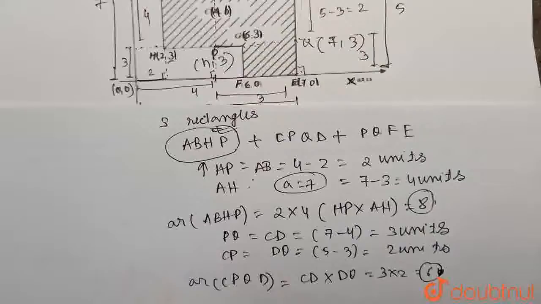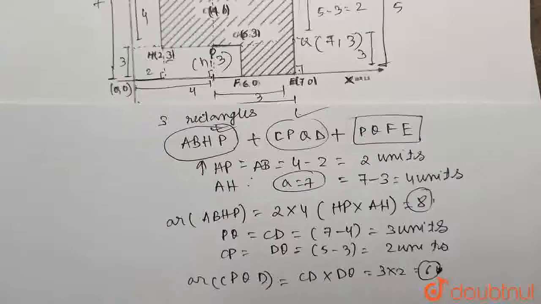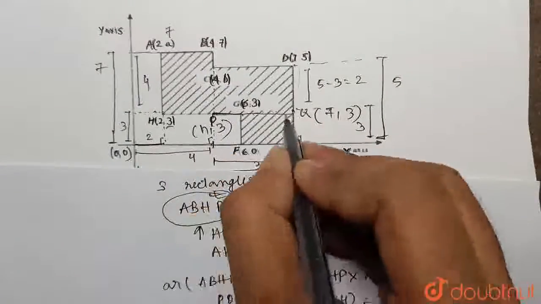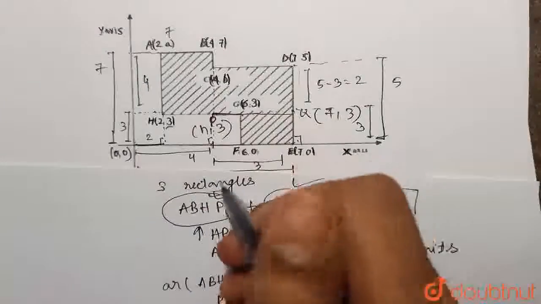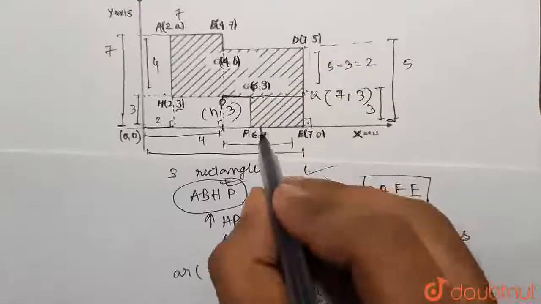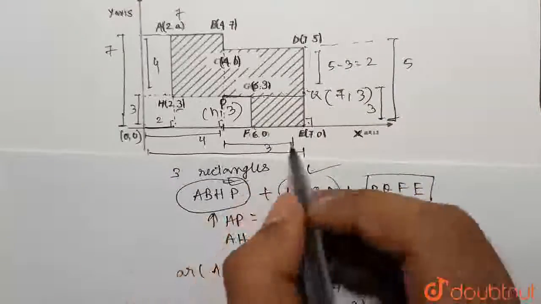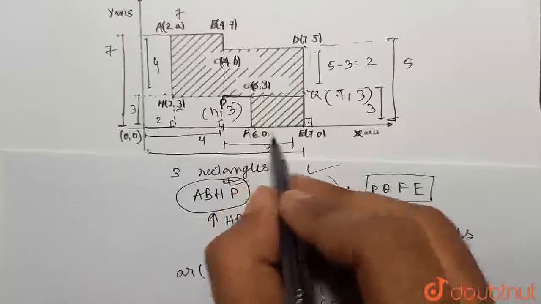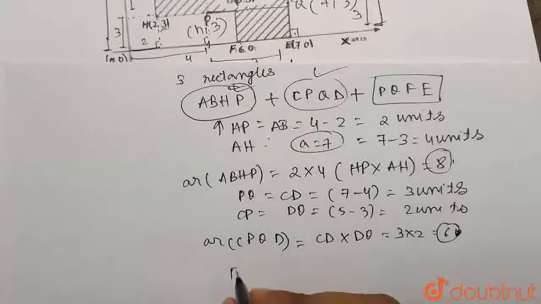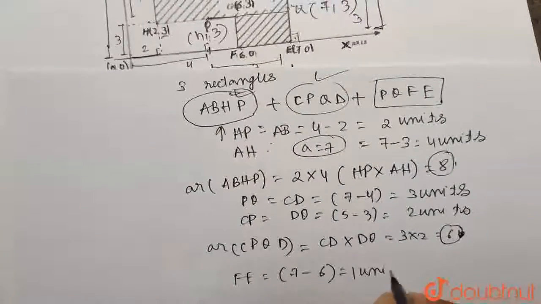Now this is also done. So let us calculate for our last one. This is the triangle. I know the coordinates of all the points, I guess. Yes. Now this is pretty easy. For the length part, if this is 6 and this is 7, by the same logic you just subtract the x coordinates and you get the length of FE. So the length of FE will be simply 7 minus 6, that is 1 unit.